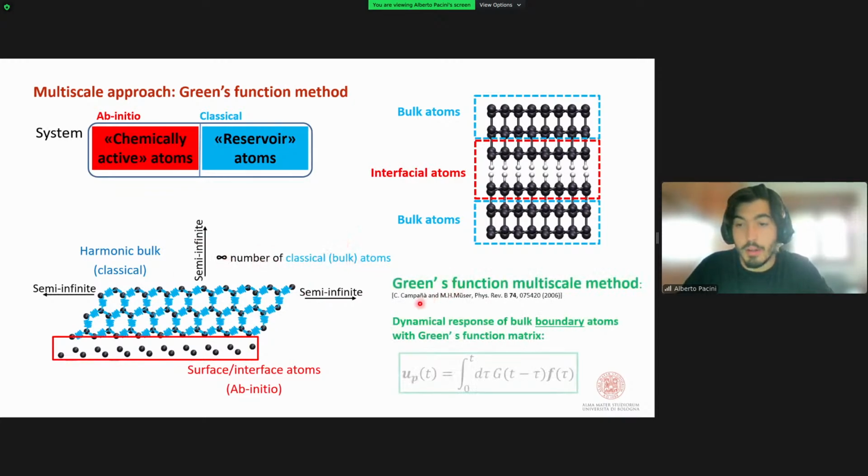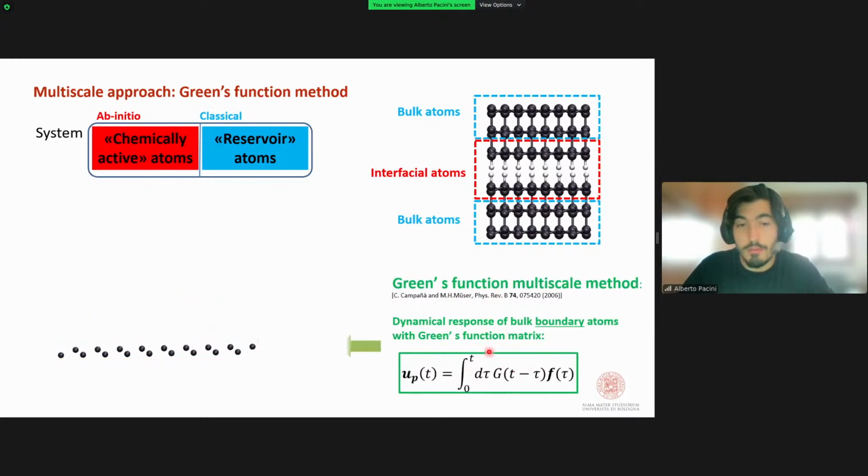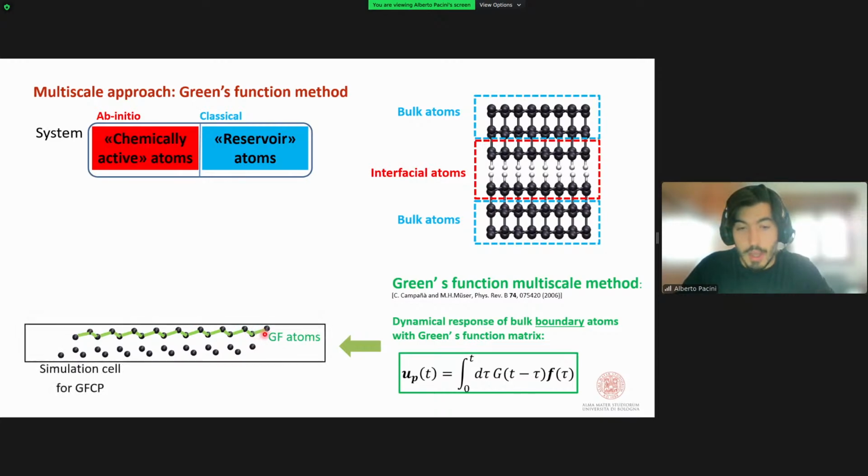So we rely on the Green's function approach, first devised by Martin Müser. And the idea is to use this Green's function to project the dynamical response of an infinite number of atoms onto a Green's function atomic layer. And this is, let's say, a convolution integral which exploits this Green's function and gives us the response of the bulk atoms.